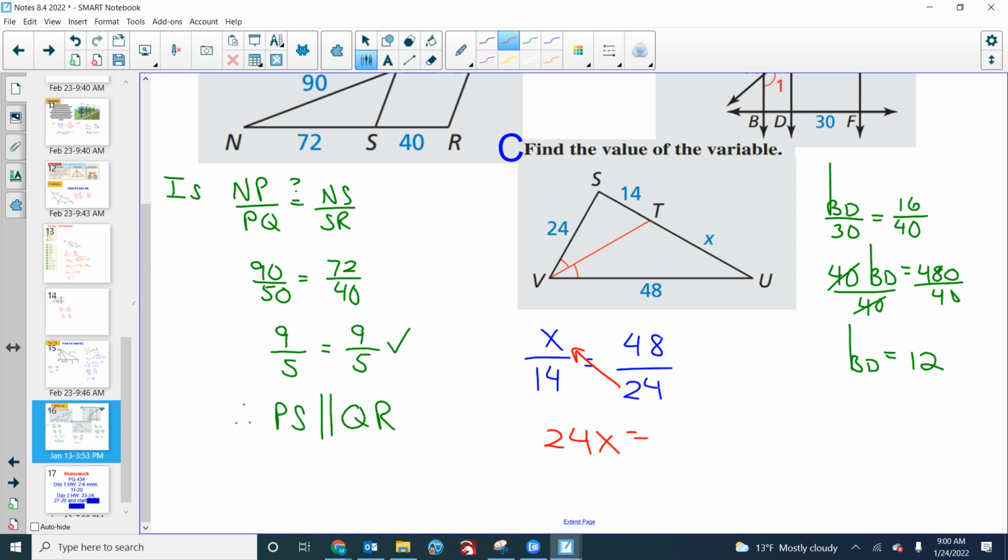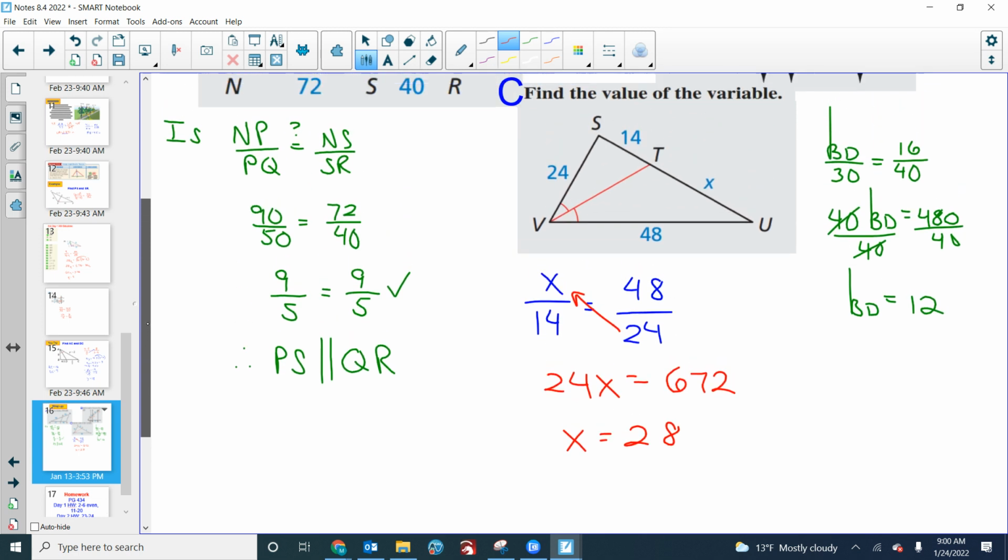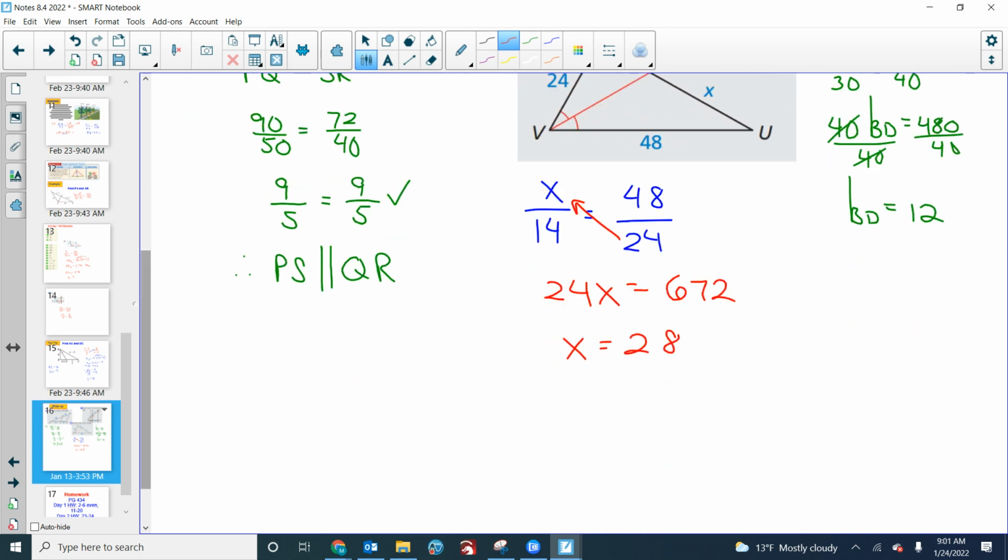24x equals, help me out. 672. Thank you. Divide by 24. What'd you get? 28. Let's see if they asked us anything weird. Find the value of the variable. Find x. We're good. Questions on that?